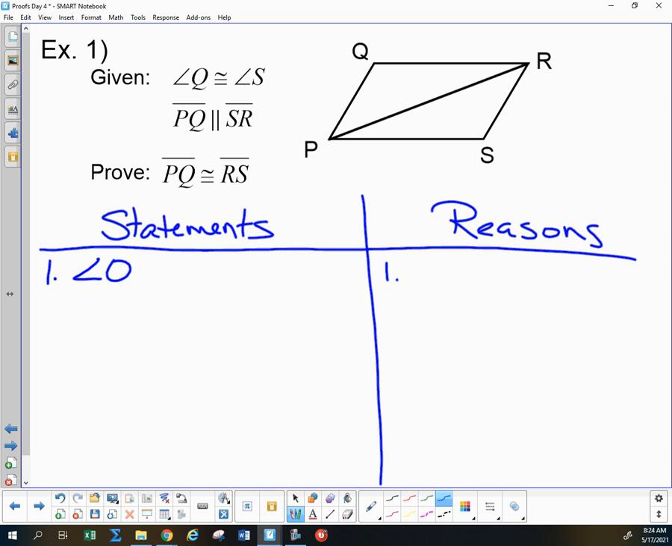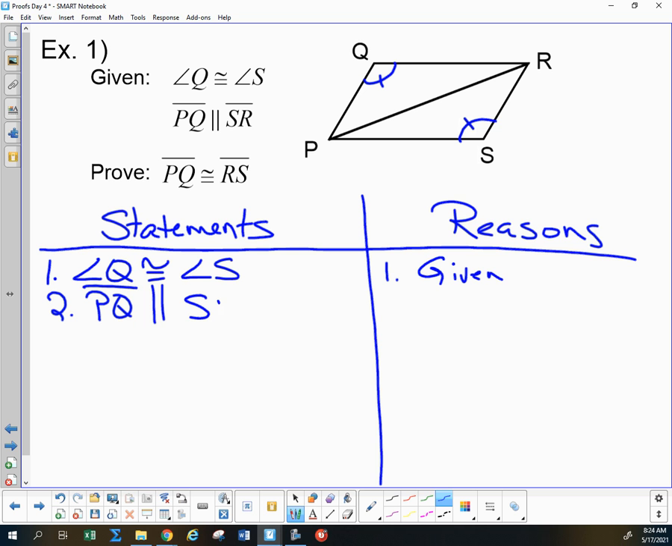So we're going to write down angle Q is congruent to angle S, given, and then we mark that on our picture. And then we are going to write down PQ is parallel to SR. These 2 little lines like that mean parallel. The way that I mark that on my picture, I find PQ, that's the left side, and I do a little arrow on it. And then I find SR, and I do another little arrow there. And that reason is also given.